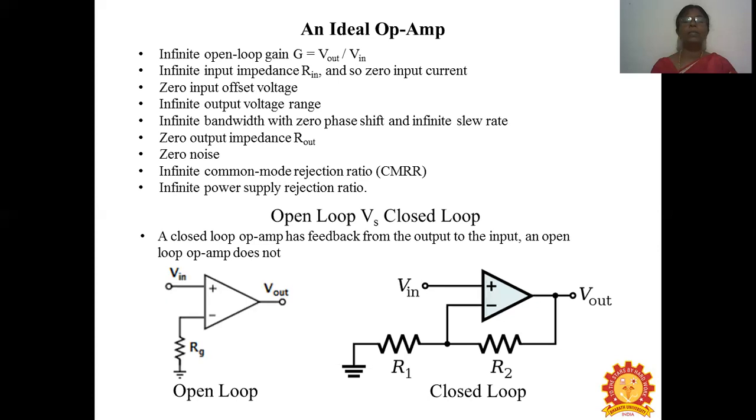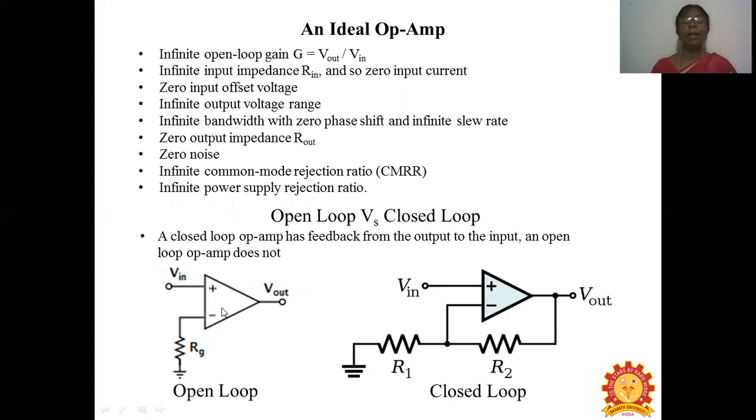And next one, zero output impedance, represented by R out, zero noise, infinite common mode rejection ratio and infinite power supply rejection ratio. So these are some parameters of the ideal operational amplifier circuit.